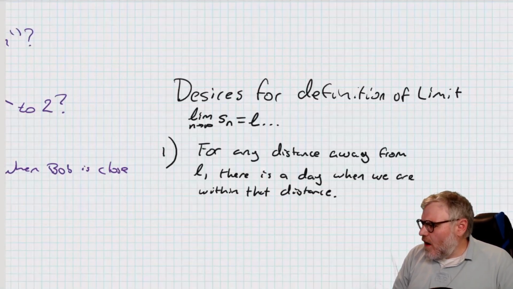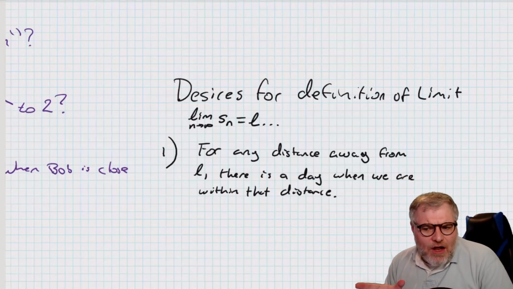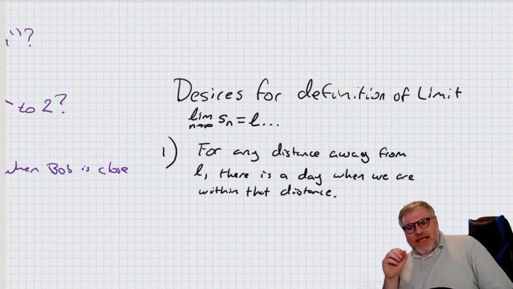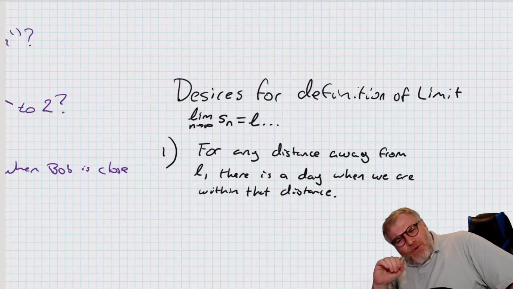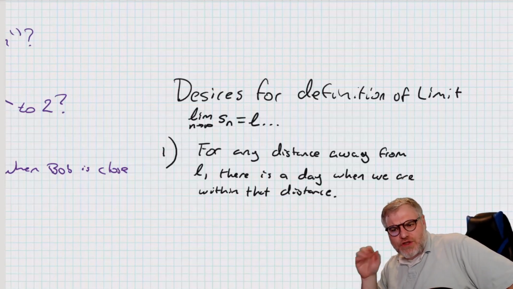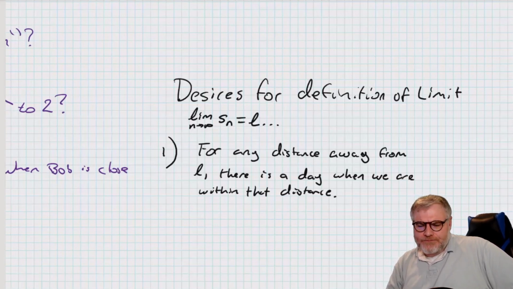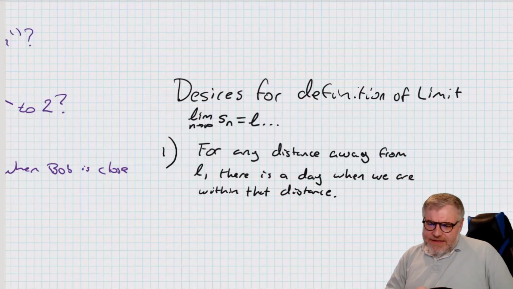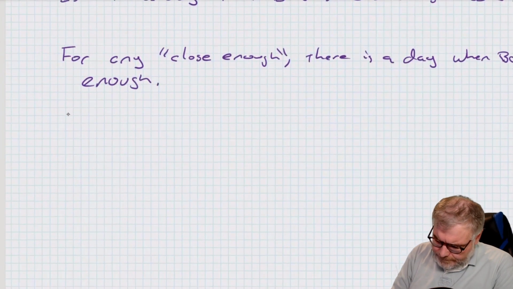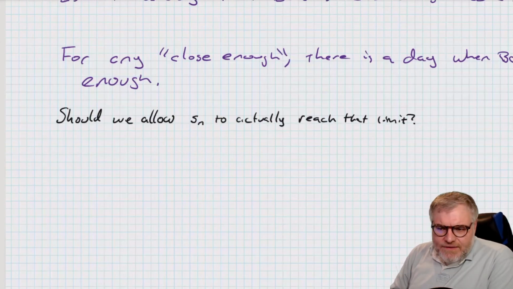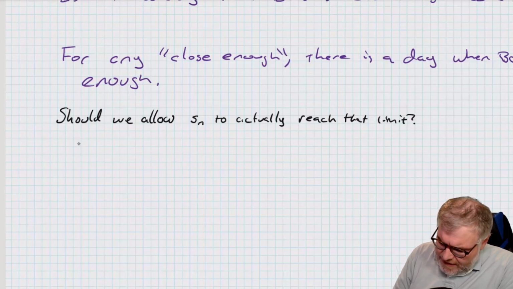The question is, do we want to allow the limit to be reached? So we've got this idea where we're never quite reaching 2, but we're getting closer and closer and closer. Do we want to allow us to actually reach 2? Okay, so let's consider this sequence. It's just Tn equals 2.